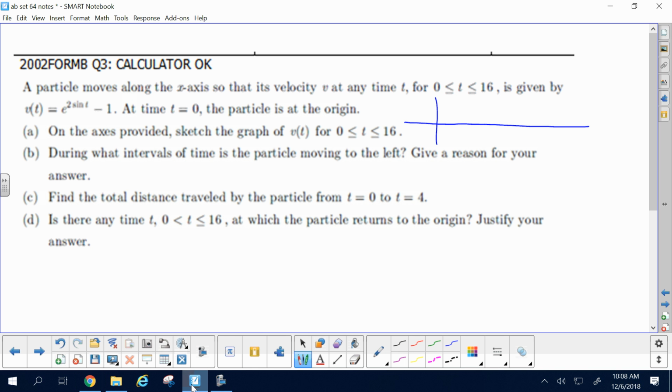Okay. B. During what intervals is the particle moving to the left? What does moving to the left have to do with velocity? Velocity is negative. So you need to know left implies v negative. Graphically, that means find where the v graph is below the x-axis.